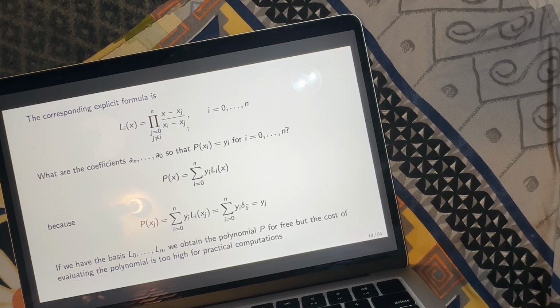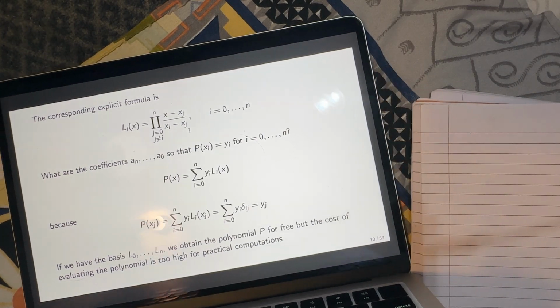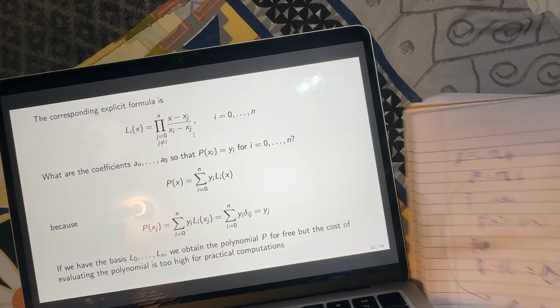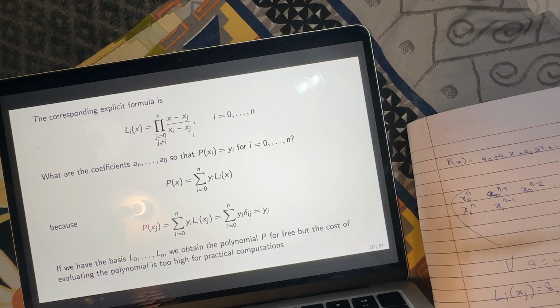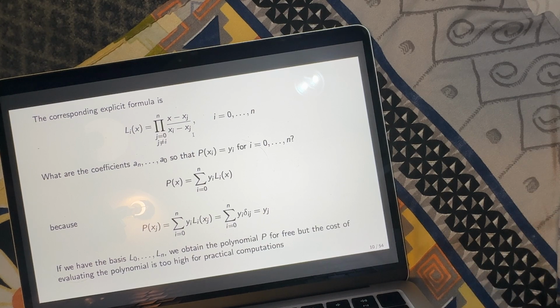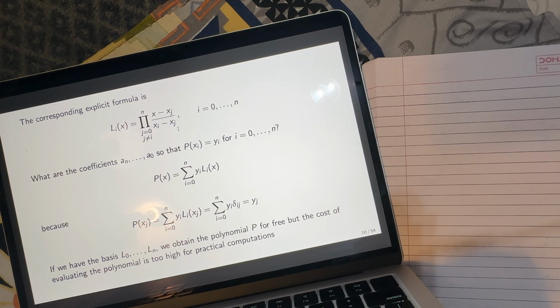Right? What's the problem with this? The cost of evaluating the polynomial at any other point. Let's say I want to evaluate the polynomial at a point midway somewhere. I have to calculate all of the Lagrange polynomials at that point, which may not be too easy to do, right? You have to multiply a lot of things, divide a lot of things.